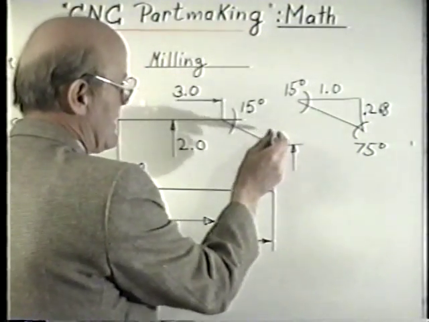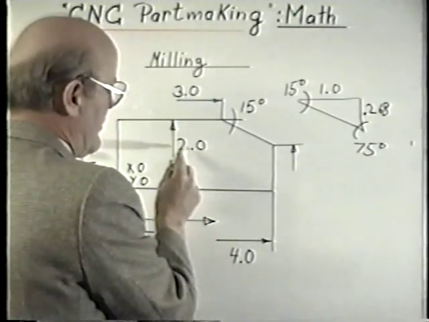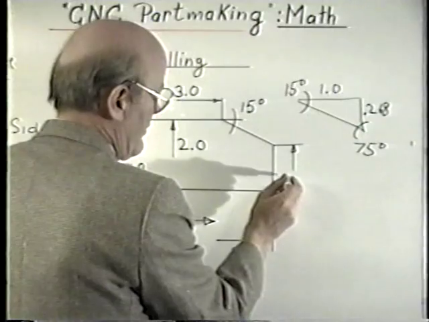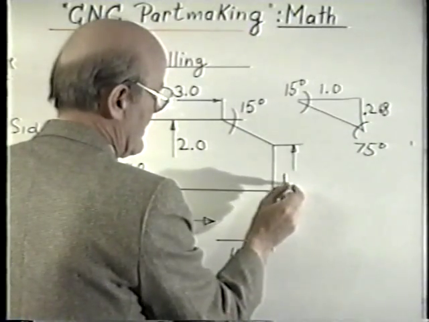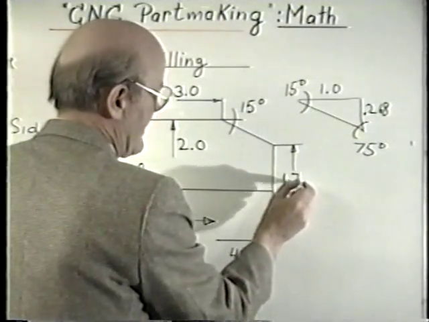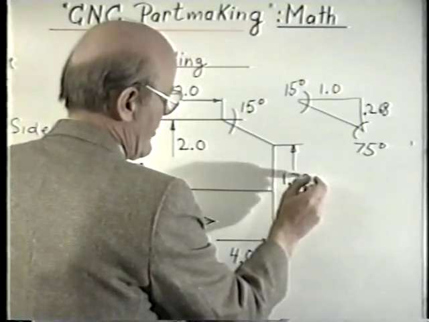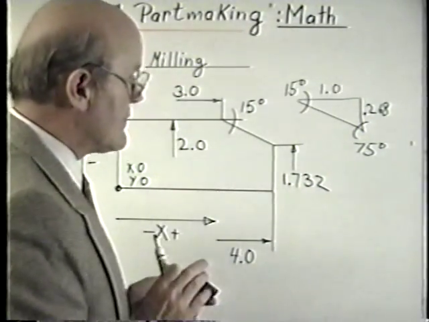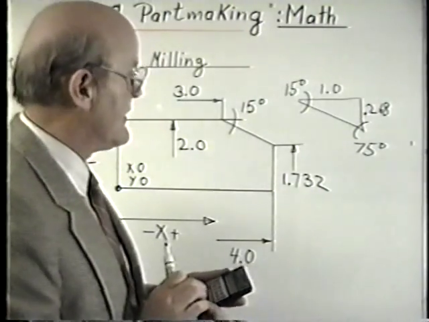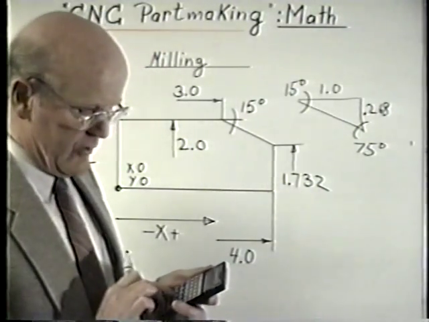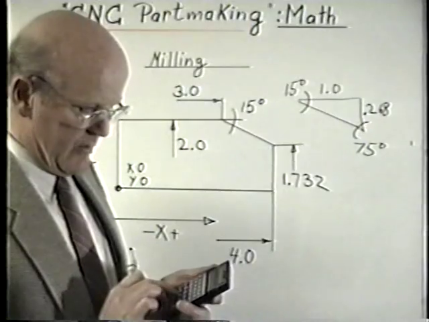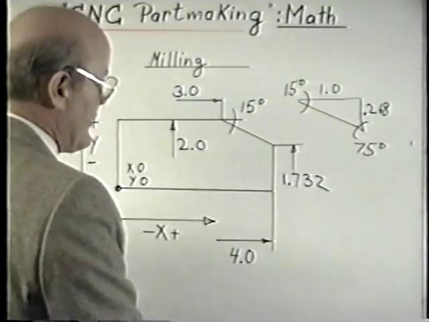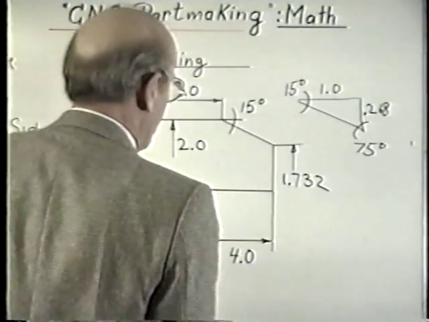Now I go back to my part and I look at this. This is 0.268. The part overall is 2 inches. So this must be 1.732. To double check it, it would always be good to double check it on your calculator. Now we'll go 2 minus 0.268 equals 1.732. Okay, so this is my dimension.